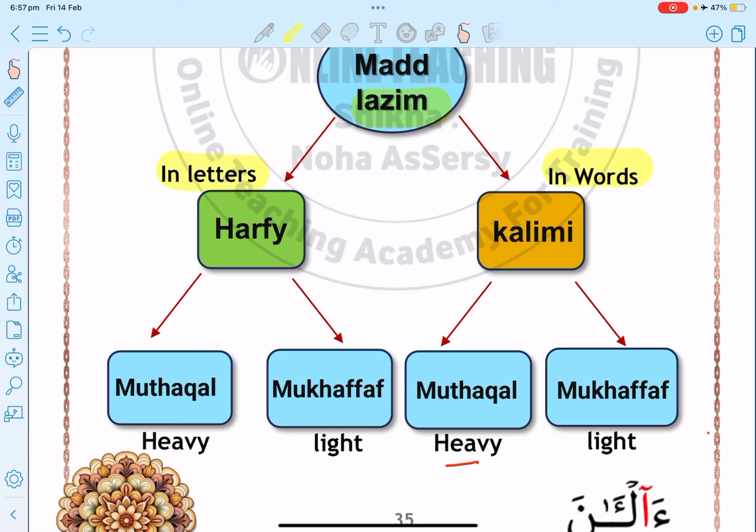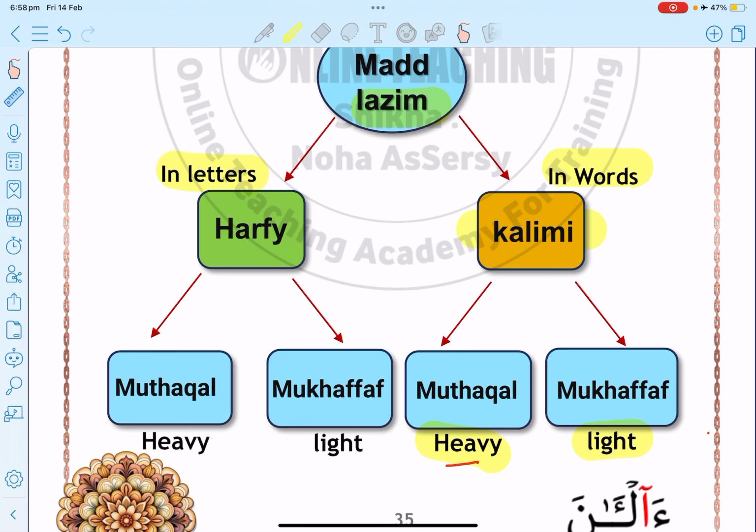Our lesson today, inshallah, we are going to focus on كلمي, in words. So مد لازم is divided into حرفي and كلمي, in letters and in words, but in this lesson we're going to take, inshallah, words, كلمي. And كلمي is divided also into مثقل and مخفف. مثقل means heavy and مخفف means light.